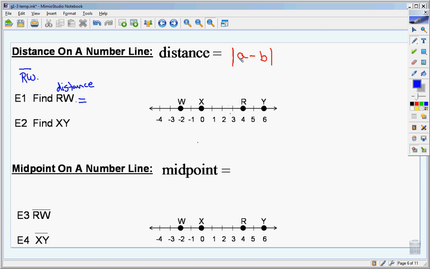And since I know the formula is the absolute value of A minus B, the coordinate of R is 4. The coordinate of W is a -2. Minus a negative would become plus a positive. And 4 plus 2 would be 6. So RW in this case would be 6.